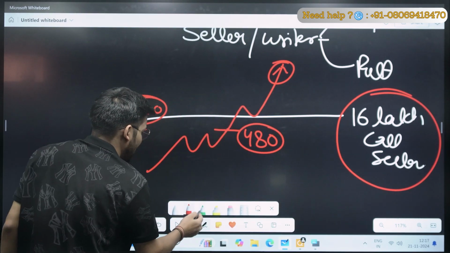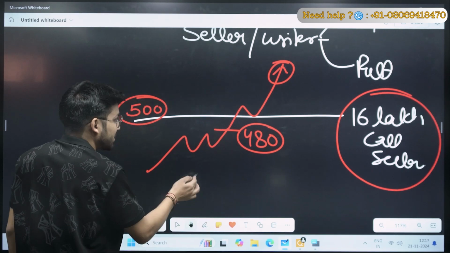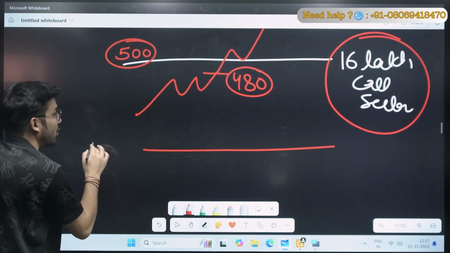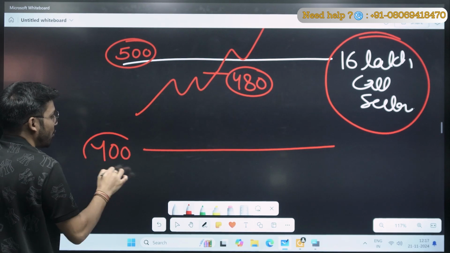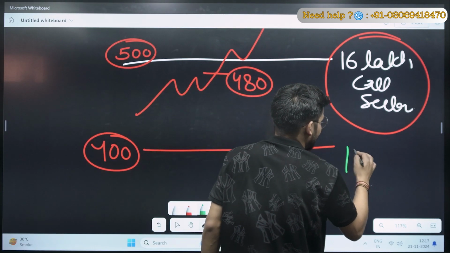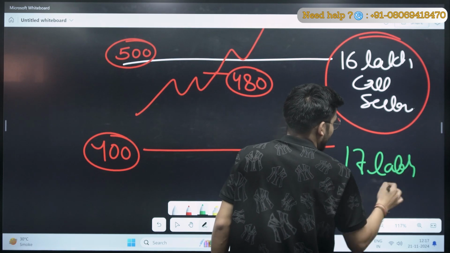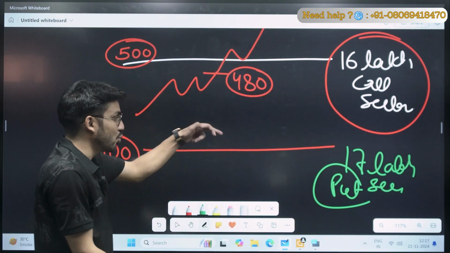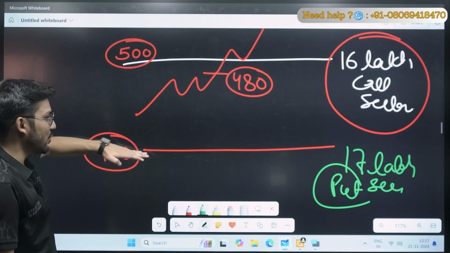Similarly, this can happen in the downward direction. Suppose there was a level of 400, and at 400 there were approximately 17 lakh put sellers, who don't want the market to go below this certain level of 400.